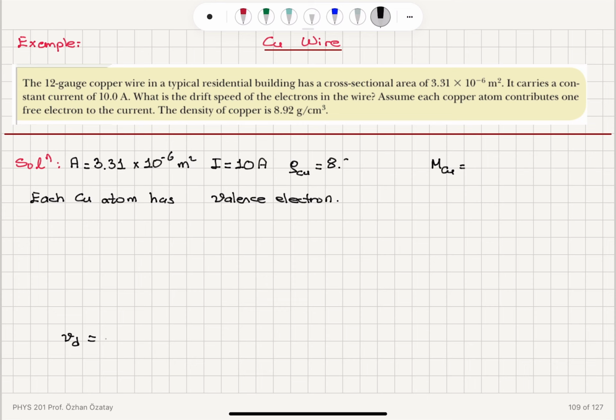The density of copper is 8.92 grams per centimeter cube, and we know that the atomic mass of copper is 63.5 grams per mole. And we're told that we will assume each copper atom contributes one free electron, so each copper atom has one valence electron to contribute to the current. So we want to know the drift speed of the electrons.